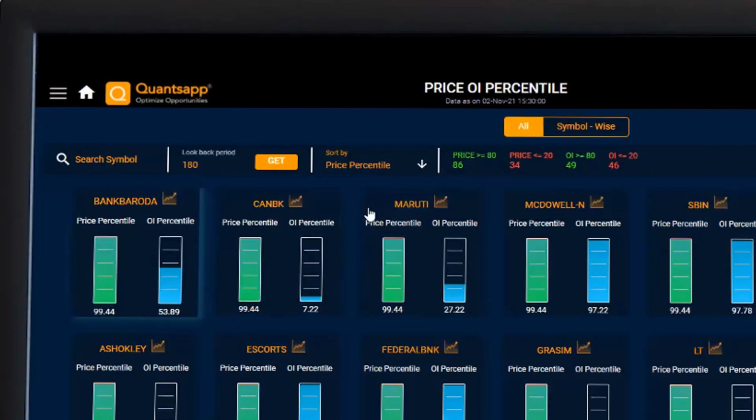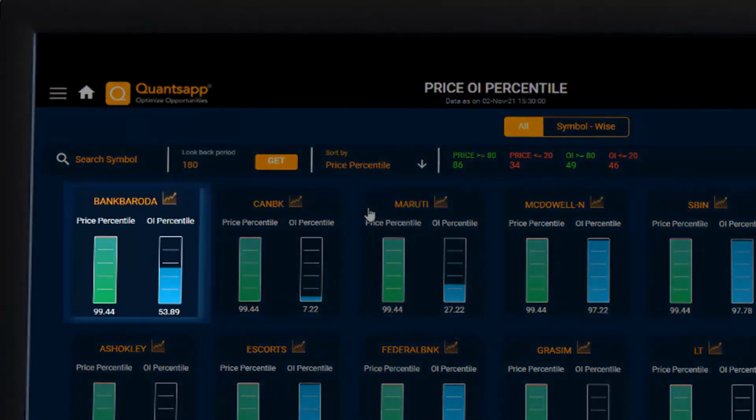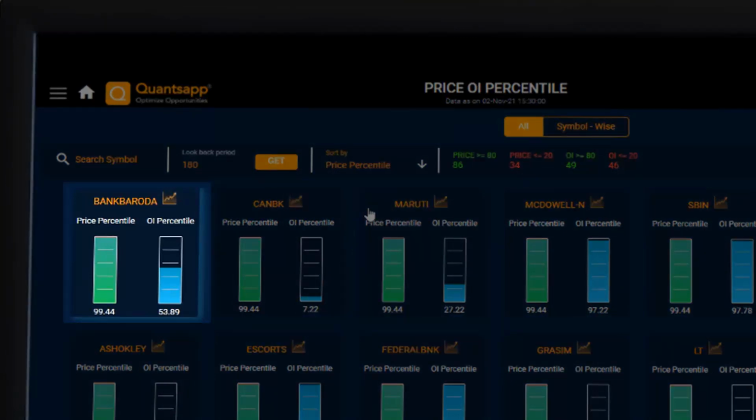Okay, so these are the stocks, wherein Bank Baroda is at 99.44, which indicates that the current prices are trading at the highest level. Not even once did Bank Baroda's price trade above the current price. And the open interest participation is around the 53.9 percentile.